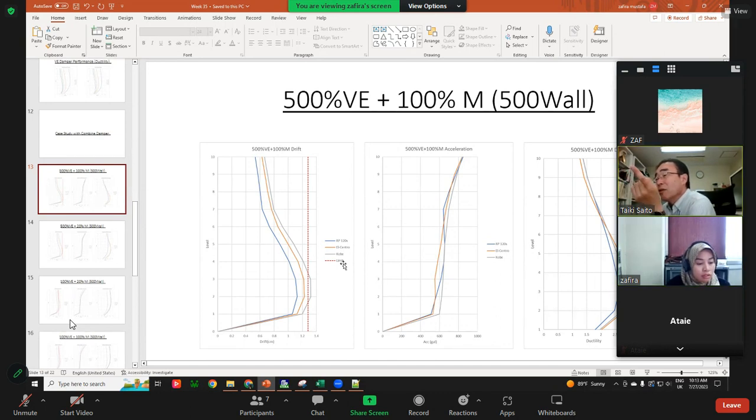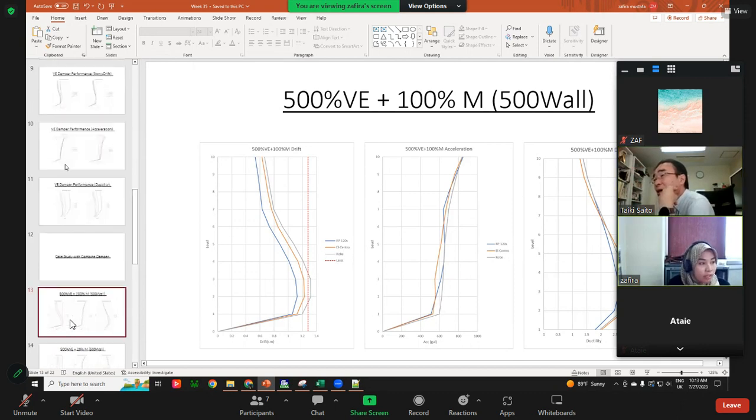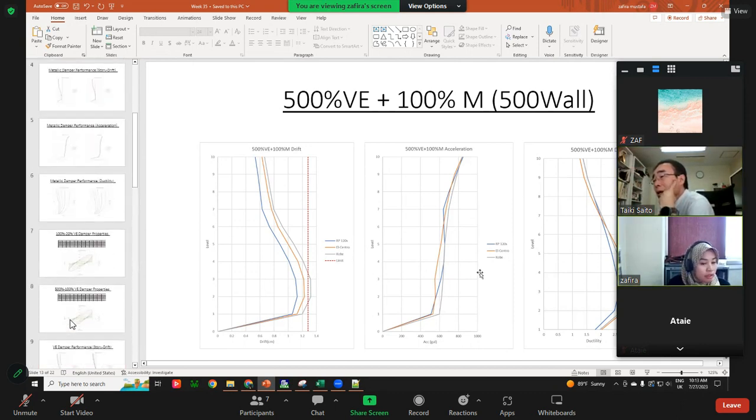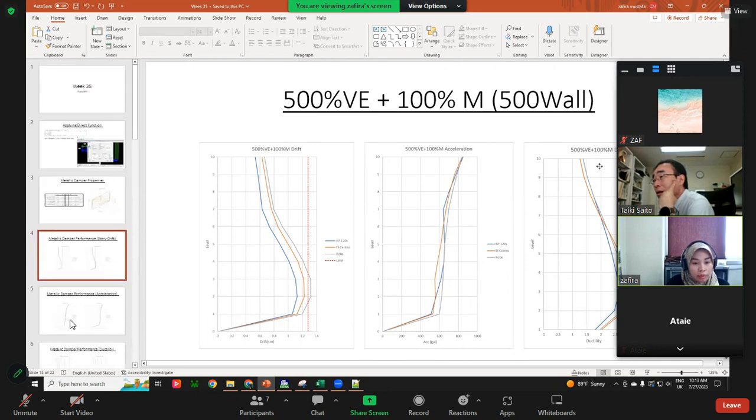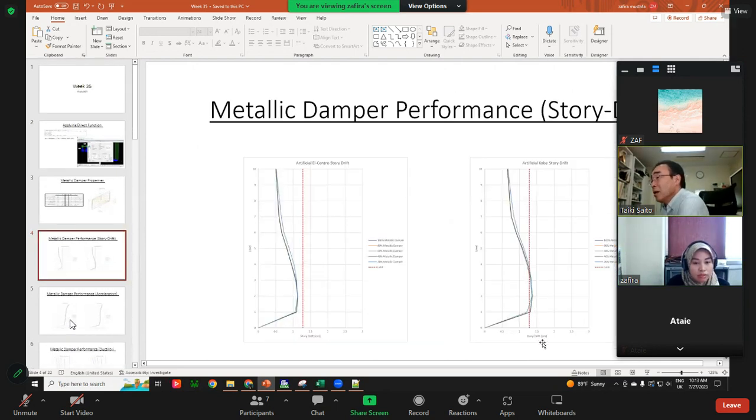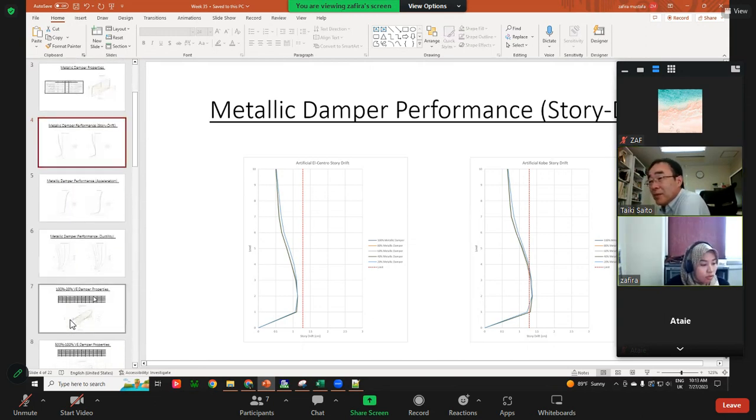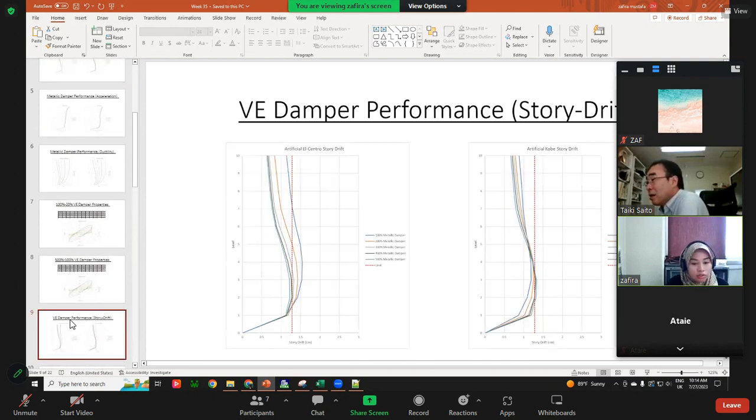How about the case of only metallic damper? Only metallic damper is all Kobe, sensei. It's more than limit drift. How about the viscoelastic damper? Viscoelastic is here also, but almost okay. Yes. So if you adopt viscoelastic, you can succeed.